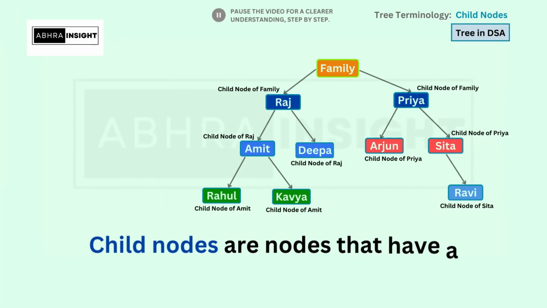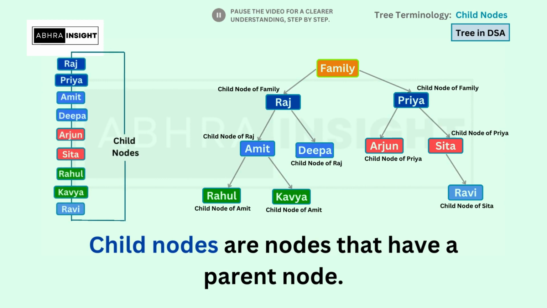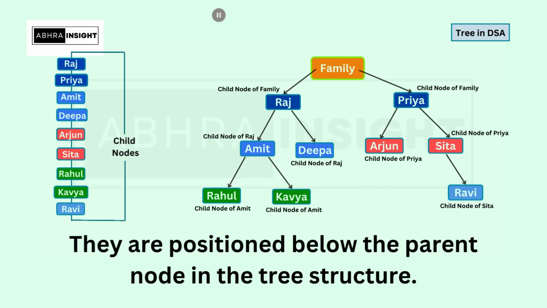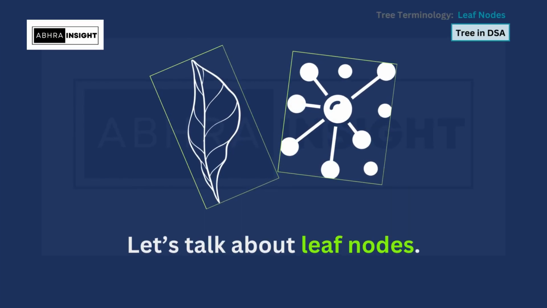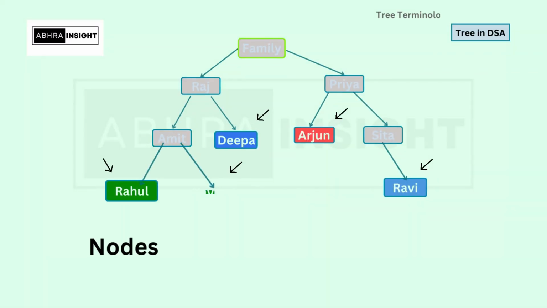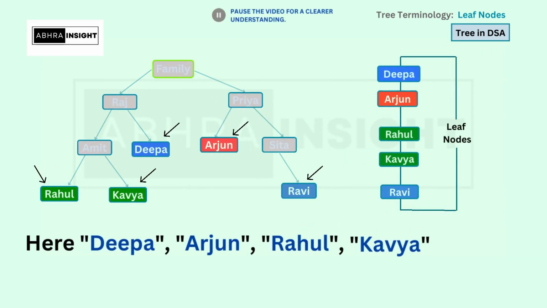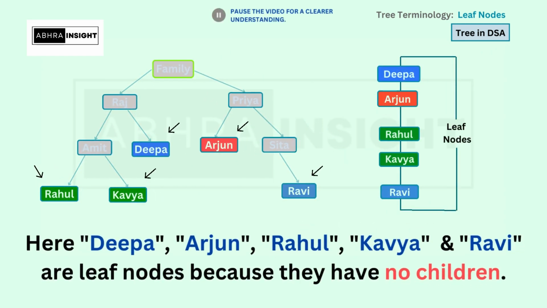Child nodes are nodes that have a parent node. They are positioned below the parent node in the tree structure. Let's talk about leaf nodes. Nodes without links to other child nodes are referred to as leaf nodes. Here, Deepa, Arjun, Rahul, Kavya, and Ravi are leaf nodes because they have no children.